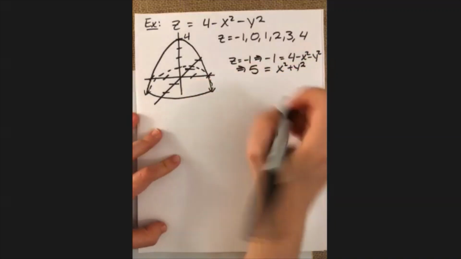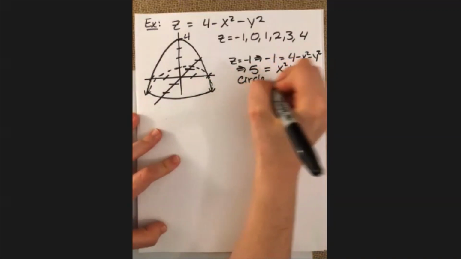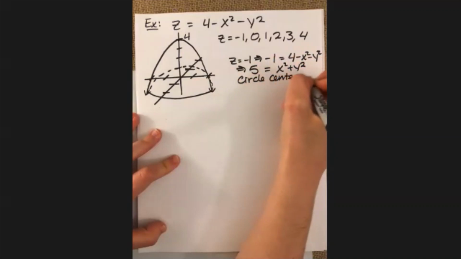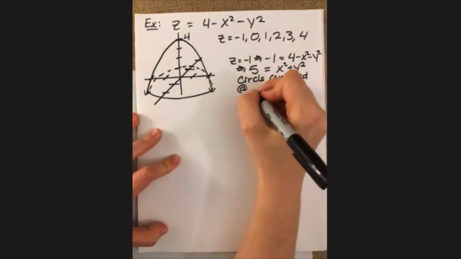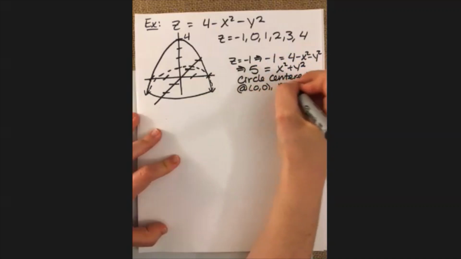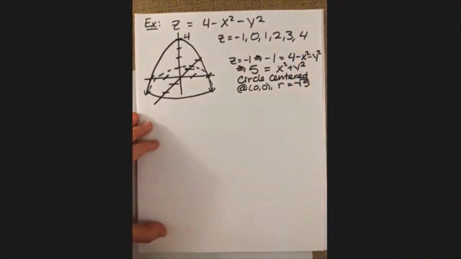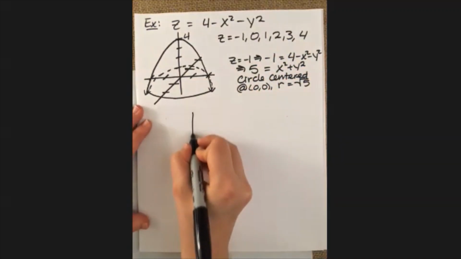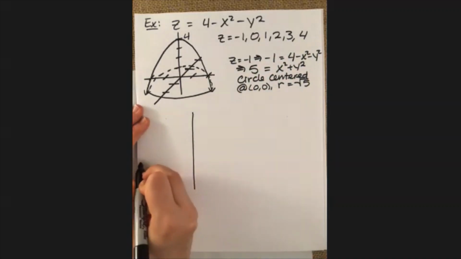And this is just a circle centered at 0, 0 that has radius equal to the square root of 5. Okay, so let's go ahead and draw our xy plane so we can start graphing these things.